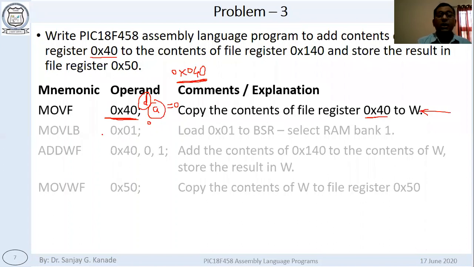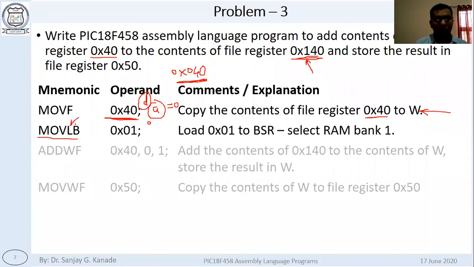Now, as I said, for accessing the data of this register, we must load the value 1 to BSR. That's what we are going to do: MOVLB. This is a special instruction, as we have seen. It will load the literal 01 to BSR, so BSR will become 01, meaning RAM bank 1 will be selected now. This is only loading of BSR.